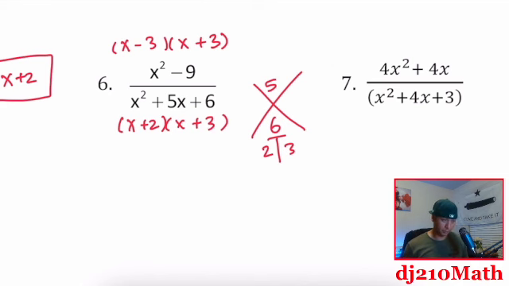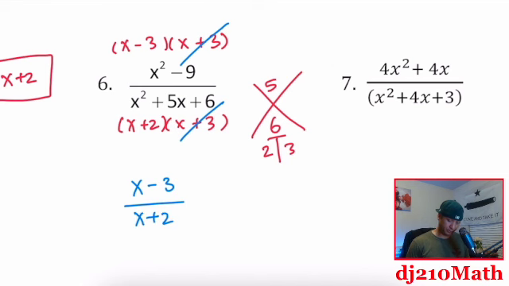So everything's fully factored. We look to see, can we cancel anything? And yeah, we can. X plus 3, x plus 3. So final answer, x minus 3 in the top, x plus 2 in the bottom.